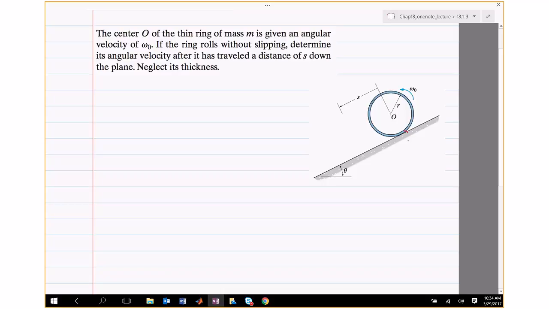So this is a mass M, given an angular velocity of omega zero, shown here, and that omega is counterclockwise. If the ring rolls without slipping, find the angular velocity after it has traveled a distance of s down the plane. Neglect the thickness. Clearly, when this is given a spin of omega zero and kept on the plane, it's going to go downwards. And the good part is it's going to roll, which makes your life easy. You're going to find the velocity when it covers the distance s downwards.